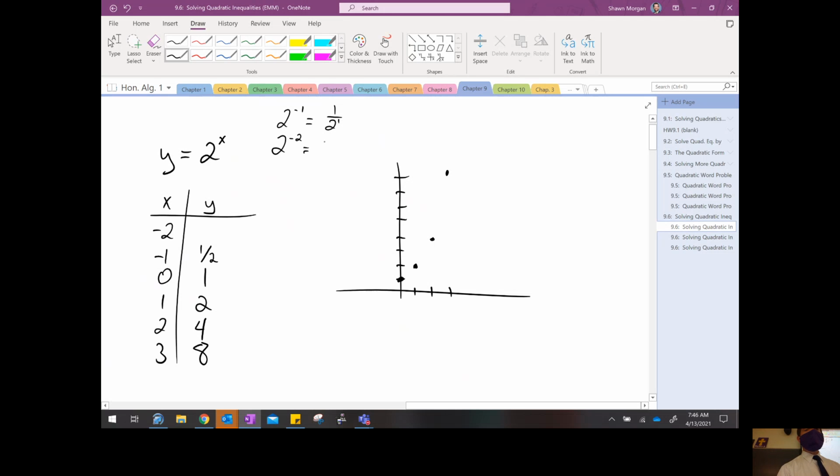2 to the negative second is 1 over 2 to the positive second, which is 1/4. Okay, do you see the benefits? Here, let me see if I can squeeze in 1/2, 1/4. And now all of a sudden, what's it doing as it goes farther and farther to the left? It's getting closer and closer to the x-axis. And then you connect the dots. Congratulations, you guys just graphed your first exponential curve.